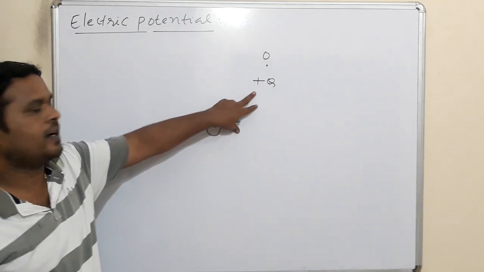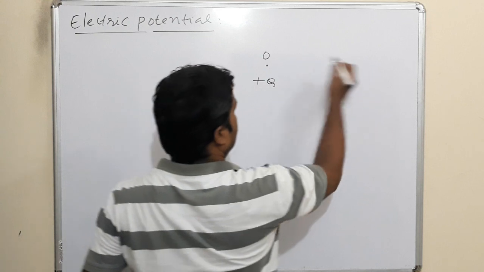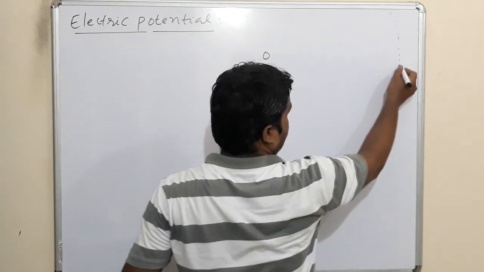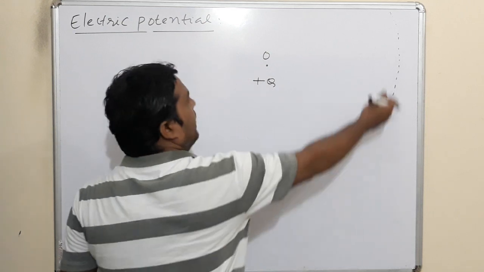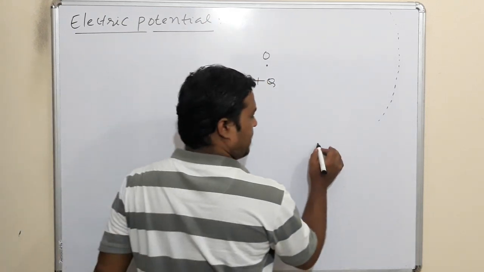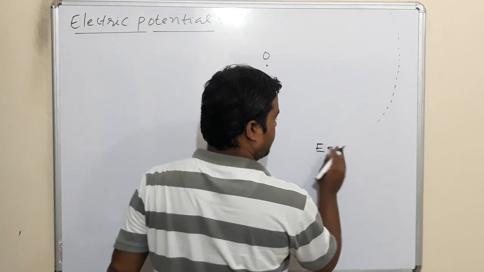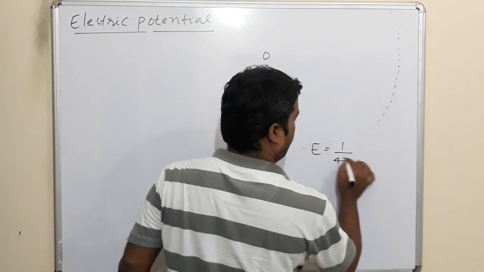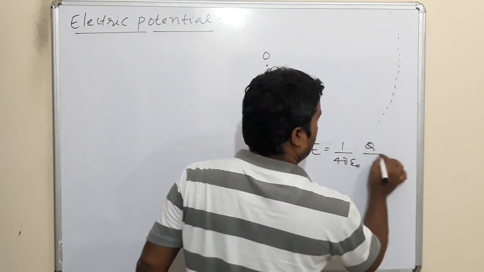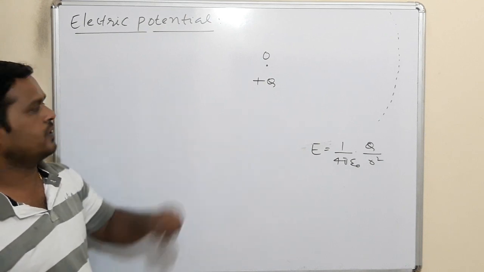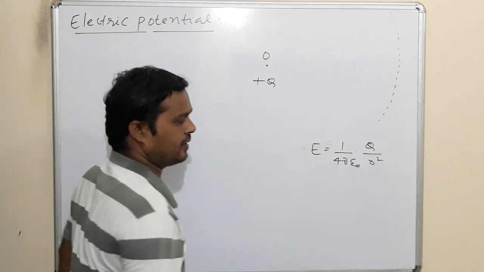Since it is a stationary charge, it will act as a source of electric field, and around it, it will create an electric field. What is the electric field that it creates at a distance r? This electric field is given by 1 by 4 pi epsilon naught Q by r square.